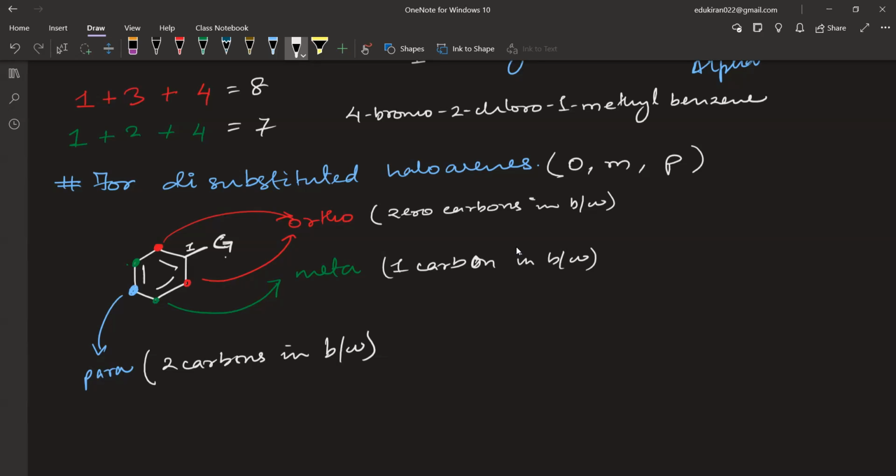So can you explain again about the 2 carbons in between? See, this is the reference group. Yes or no, Akshay? Yes, sir. Then we have this 1 carbon. Then we have this other carbon. So these 2 carbons are between the reference group and the para position. Clear? Oh, okay, sir. Got it? Yes, sir.